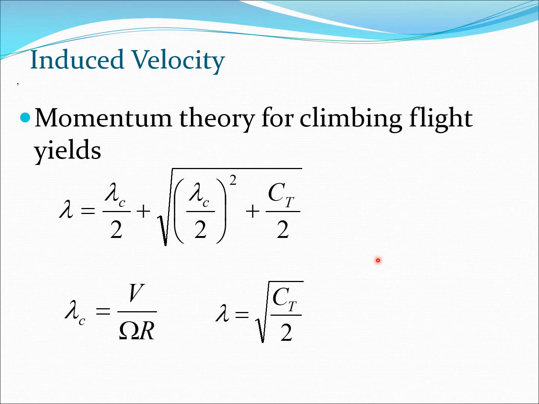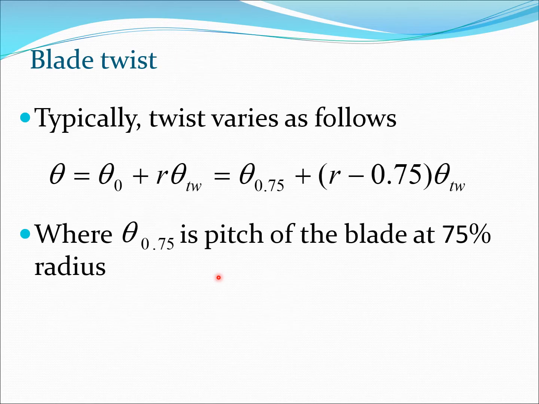So now let us turn our glance at the induced velocity predicted by momentum theory. For climbing flight we had obtained the expression for lambda as given here, where lambda_c is the induced velocity coming from the climb velocity. So it is capital V, which is the climb velocity, divided by rotation speed times radius, and lambda is root CT by 2. That's for the hover flight condition.